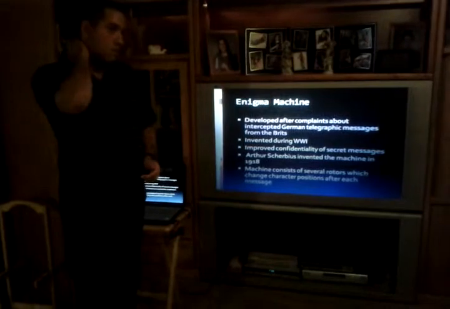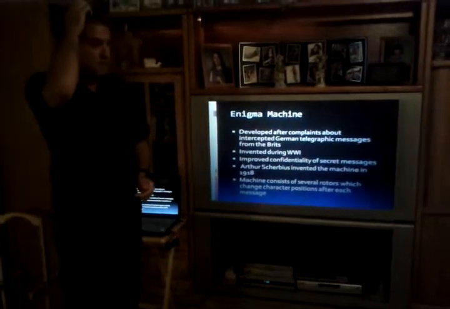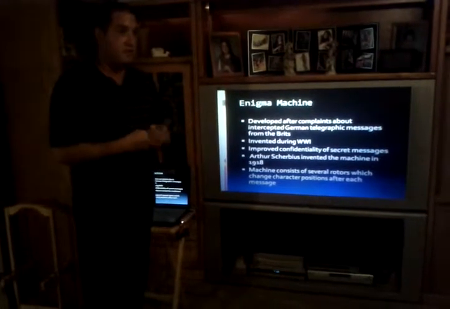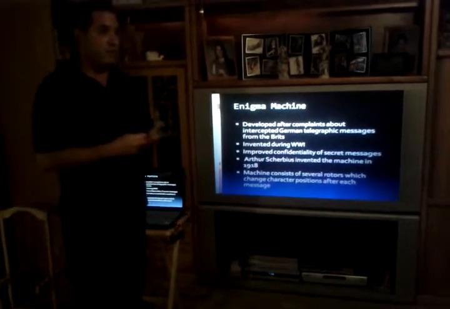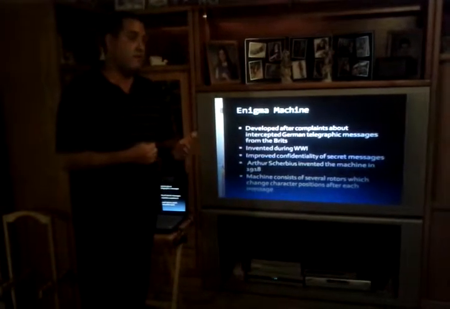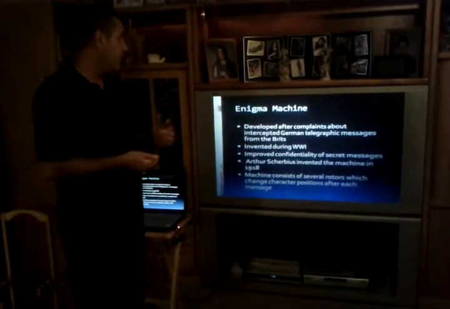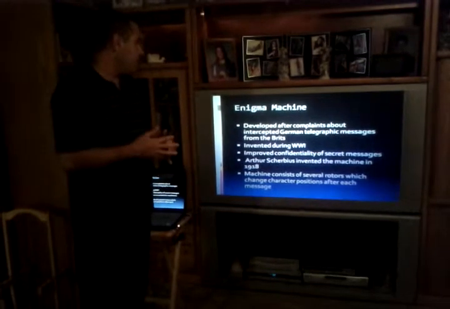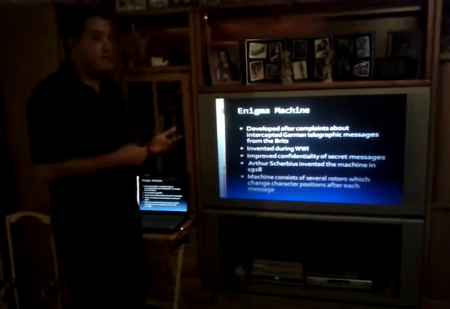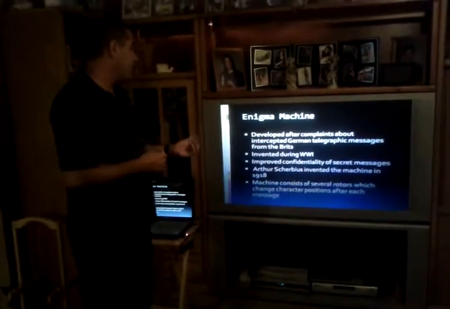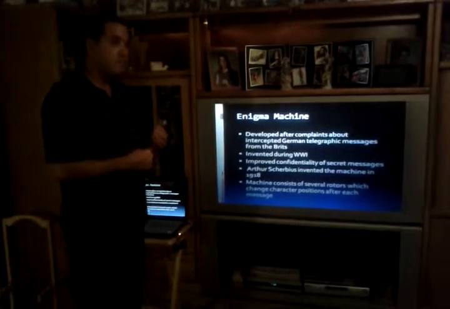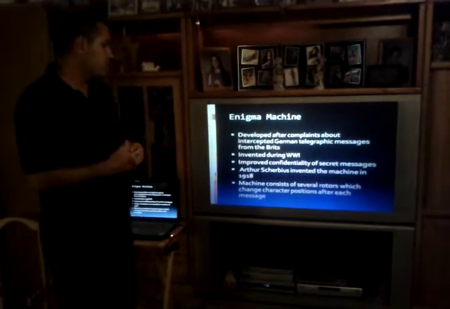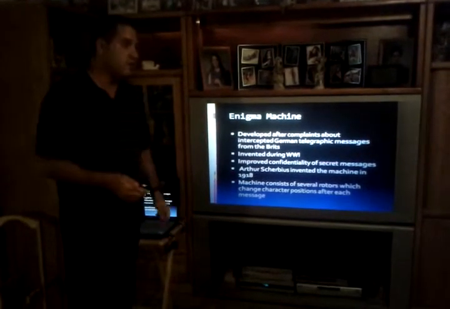During the course of World War I, the Germans got a message that was intercepted by the British, and this caused them to develop a machine that would have secret messages, cryptographic messages that would be hard to break. This machine is known as the Enigma machine, and it improved the confidentiality of secret messages, and it was invented in 1918. The machine used several rotors which changed character positions after each message.